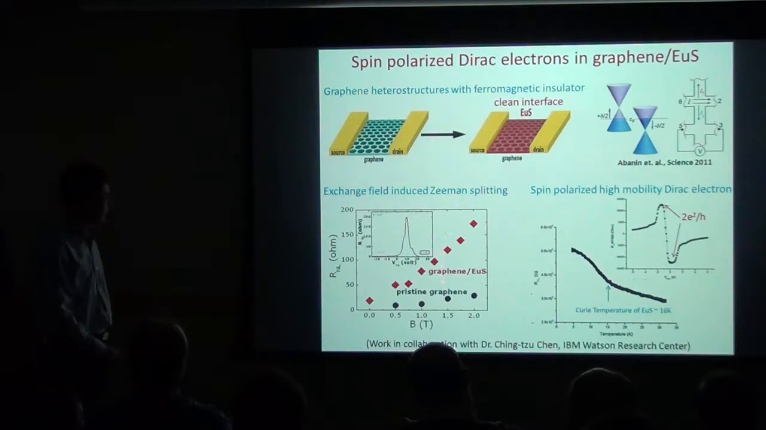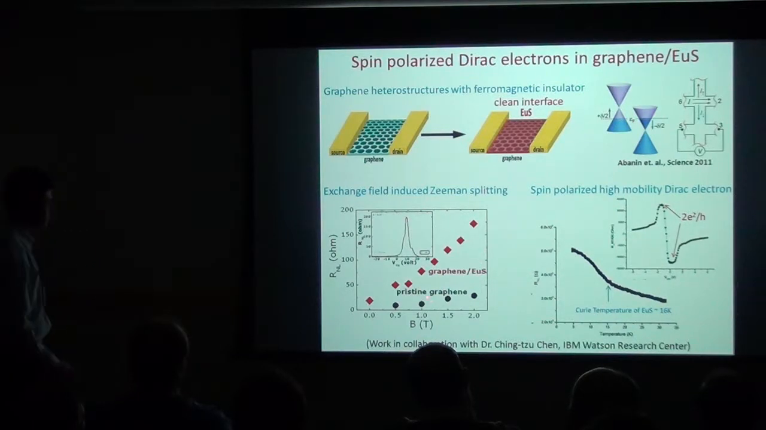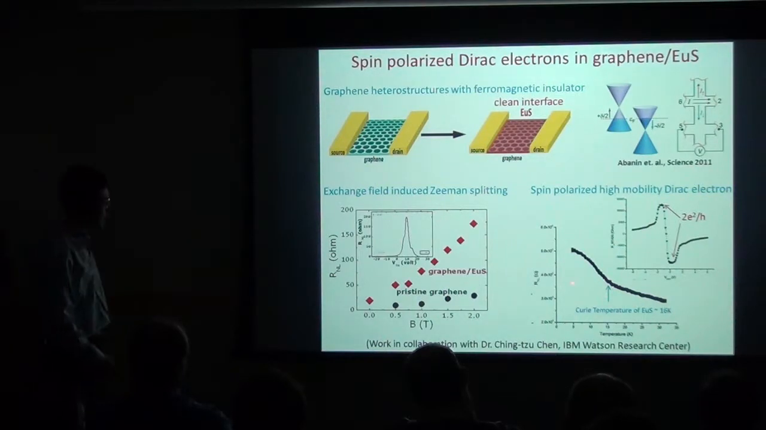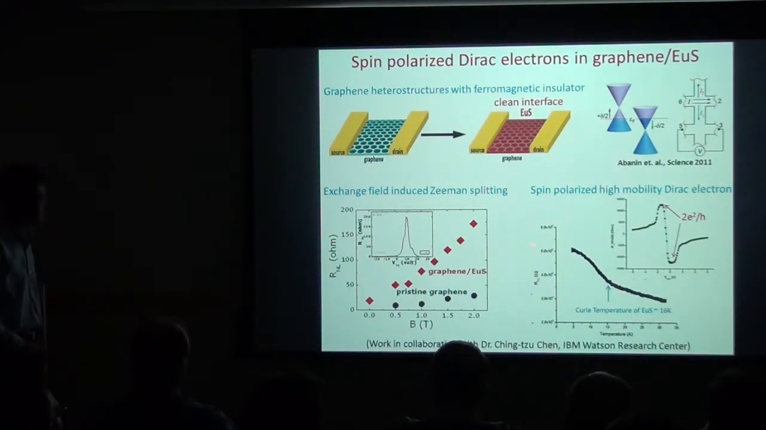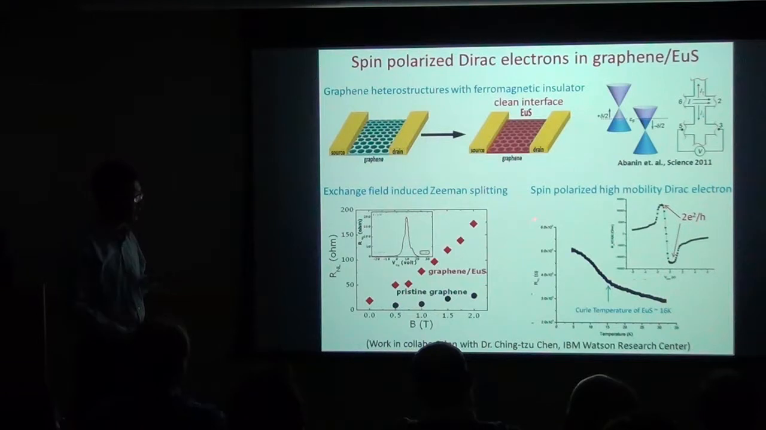And that indicates the exchange field at the interface of this bilayer structure is much larger than the field that we applied here, and that signal also scales very well with the Curie temperature of europium sulfide. And also very interesting is that in this same system, we actually also observe the half integer quantum Hall effect, which is the signature of the Dirac electrons. So that means that in this heterostructure, we maintain two things. We maintain the Dirac electron of graphene, and we also include the spin polarization. So you can see that's how powerful this heterostructure is.